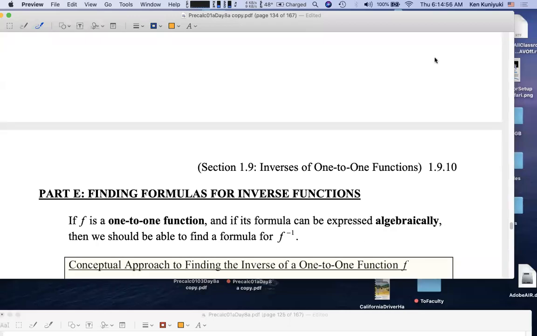Hi, everyone. If I give you a function rule, f of x equals da da da, and it's a one-to-one function, how can you find a rule for f inverse of x? We'll start by using a conceptual approach, and then we'll show a mechanical approach later on, the one you're used to from your Algebra 2 class. Now, for the conceptual approach, understand that f inverse has to undo the process applied by f.